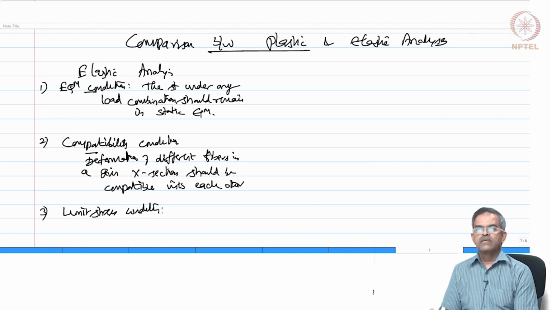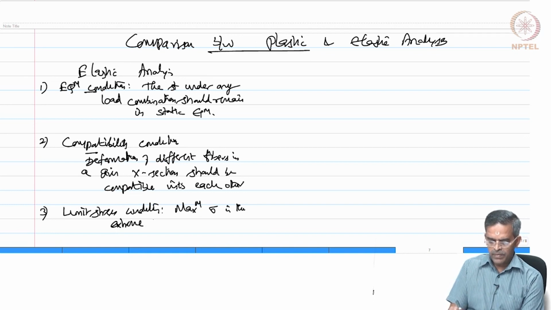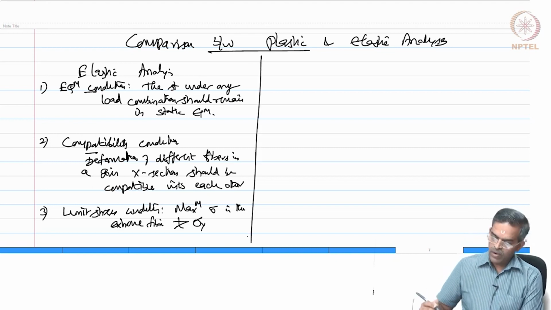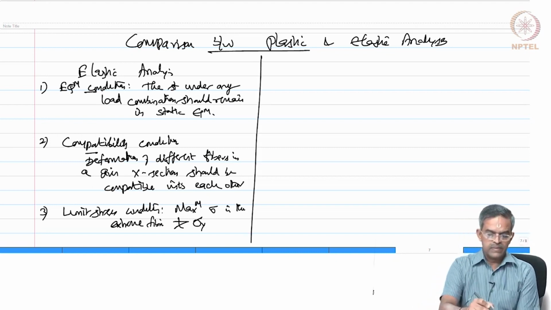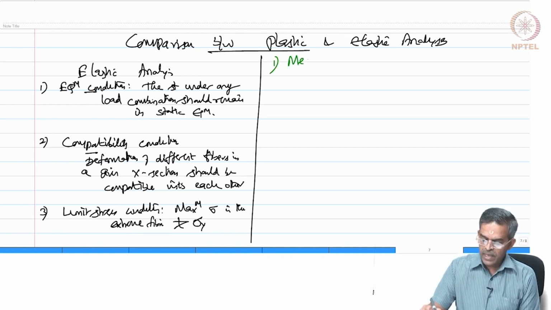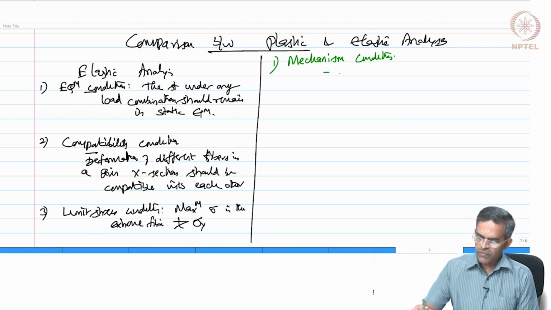This condition states that the maximum stress in the extreme fiber should not cross yield stress. Relatively, what are the equivalent conditions in plastic analysis? The first condition equivalent to this is the mechanism condition. According to this condition, the ultimate load or collapse load is reached when a mechanism is formed.